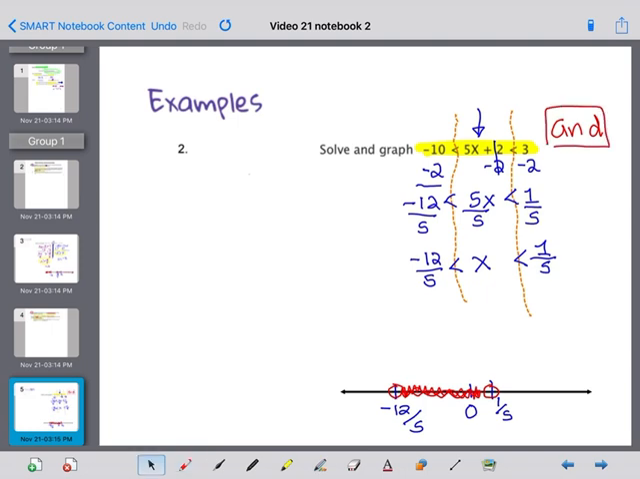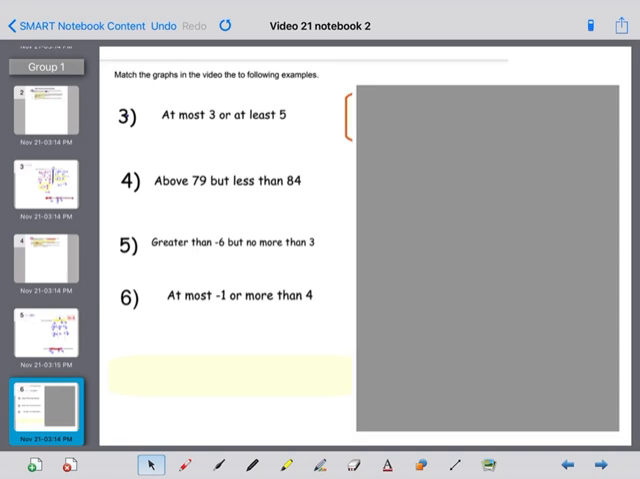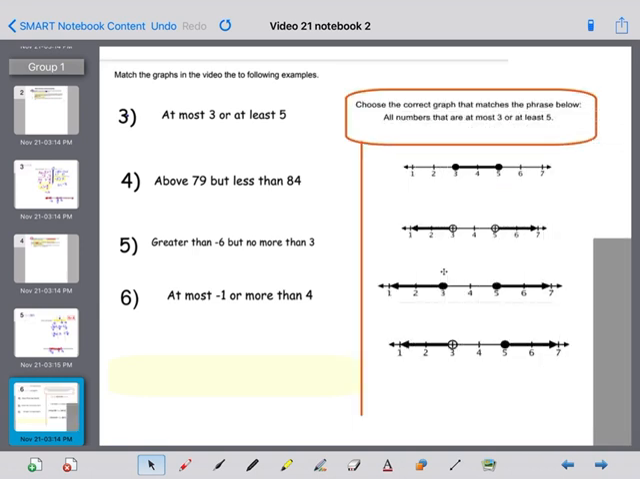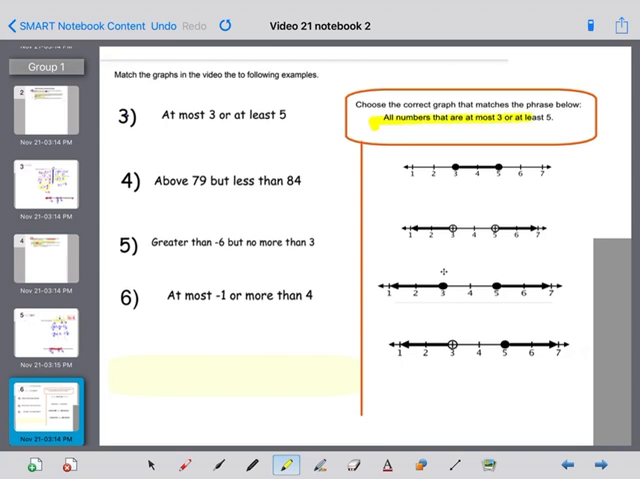All right, so now we're going to do some matching. You have these 4 numbers on your paper, and we're going to match some graphs to each of these examples. So the first one we have is choose the correct graph that matches the phrase below. All numbers that are at most 3 or at least 5.